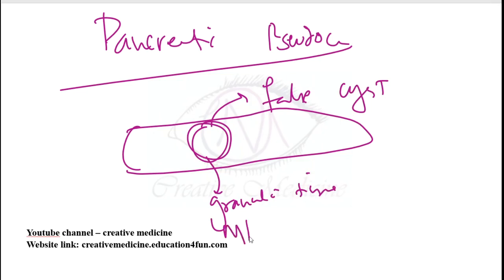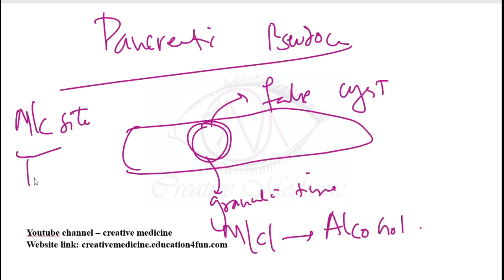The most common cause of pancreatic pseudocyst is alcohol. The most common site is the lesser sac. To repeat, the most common cause of pancreatic pseudocyst is alcohol, and the most common site of pancreatic pseudocyst is the lesser sac.